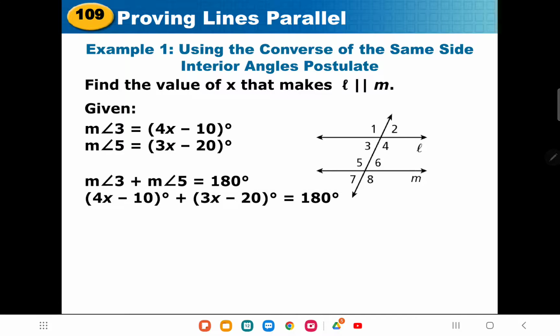So let's go ahead and add those together. And by using some algebra, we determined that x is equal to 30.